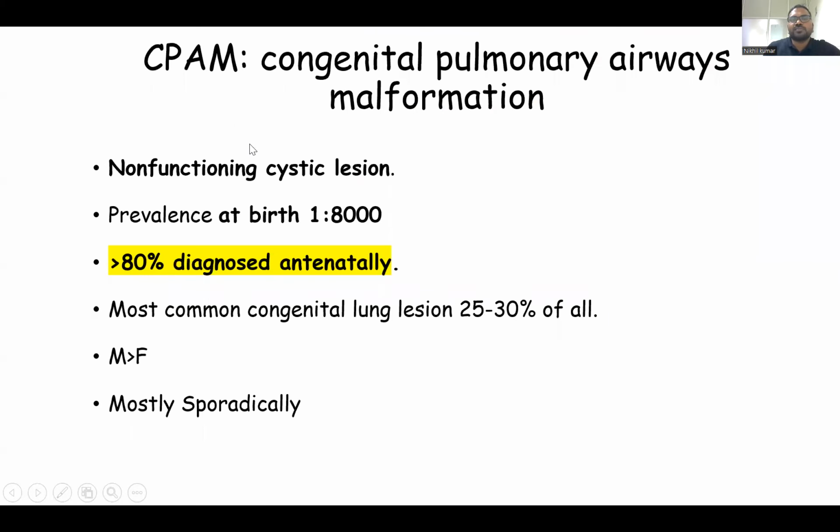Now coming to our most important congenital malformation, that is the congenital pulmonary airway malformation. CPAM is a non-functioning cystic lesion. Prevalence at birth is 1 in 8,000, and more than 80% are diagnosed antenatally. It is the most common congenital lung lesion, accounting for 25% to 30% of all CLMs. It's mainly prevalent in males and mostly sporadic.